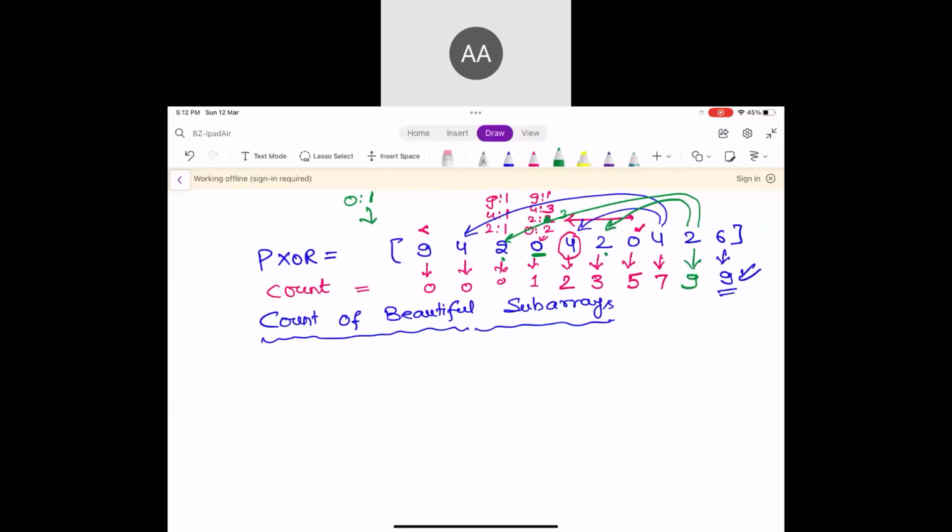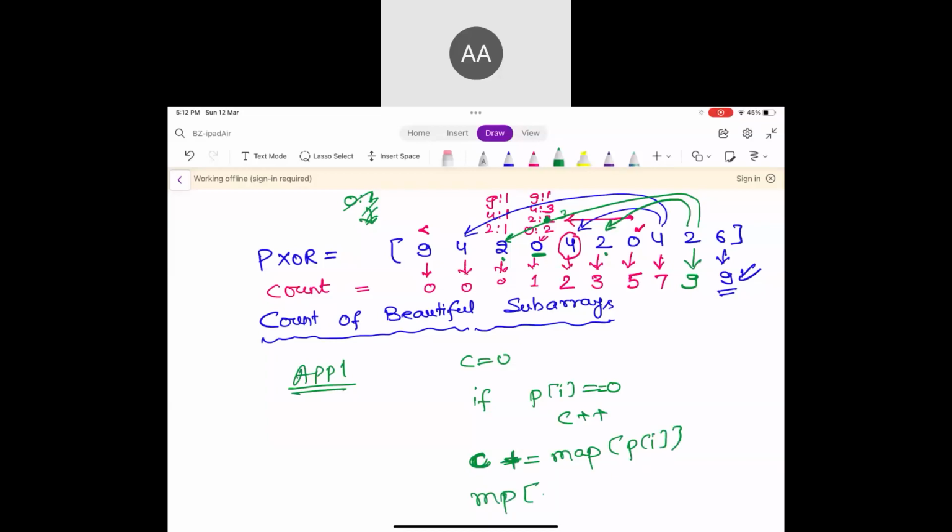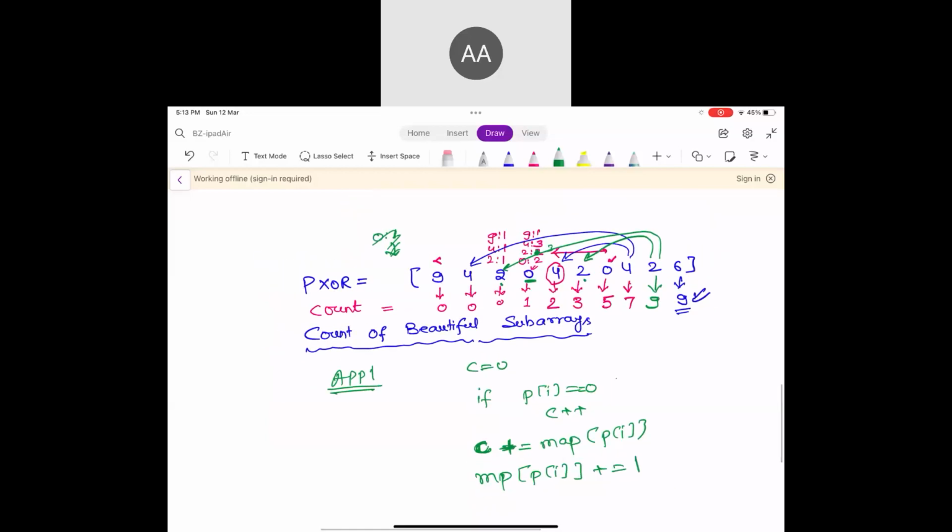Yeah, so multiple ideas. One idea I was discussing is you start with count 0 without taking prefix map. If you find pi to be 0, you directly do count++. And second, you add to count whatever is the frequency of pi in the map. And in the end, in the map, you increment the count of pi by 1. This is one idea that we discussed. Here we are handling the 0 case separately.